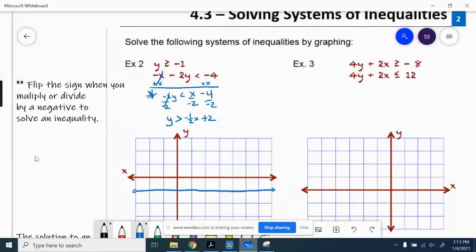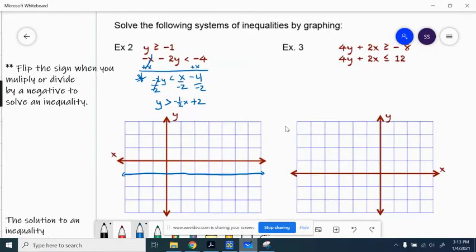Little reminder here, flip the sign when you multiply or divide by a negative to solve an inequality. Okay, pause the video if you need to. All right, so now let's go ahead and graph the second inequality out.